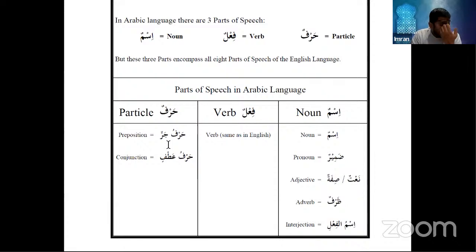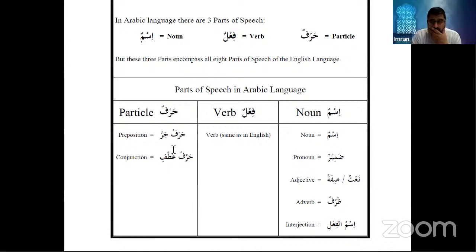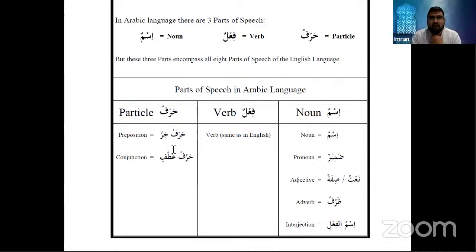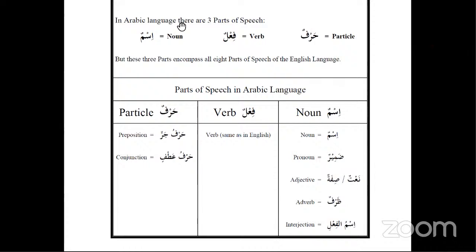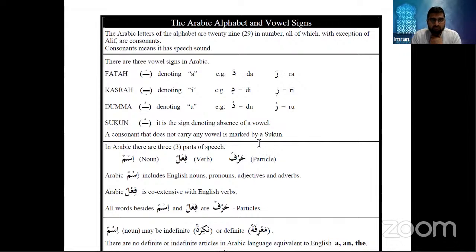Prepositions, like, give me an example of a preposition in the Arabic language. No, these are English words. I want Arabic words. Fi, okay. Ala. Fi and ala, correct. Tahta, no, tahta is an adverb.